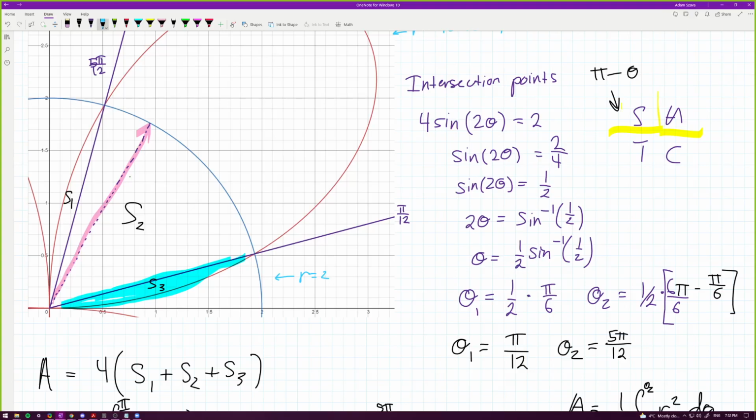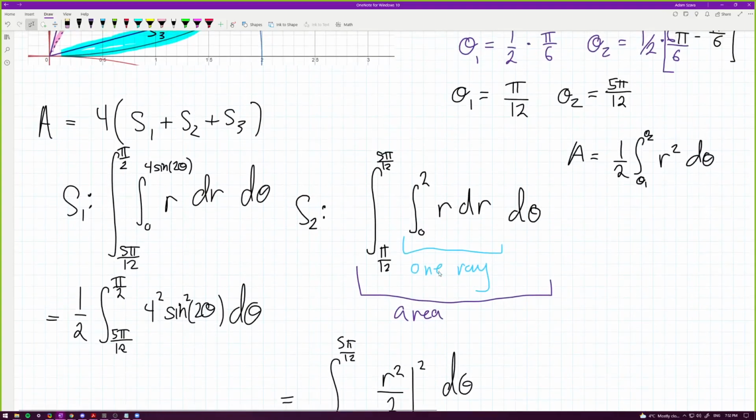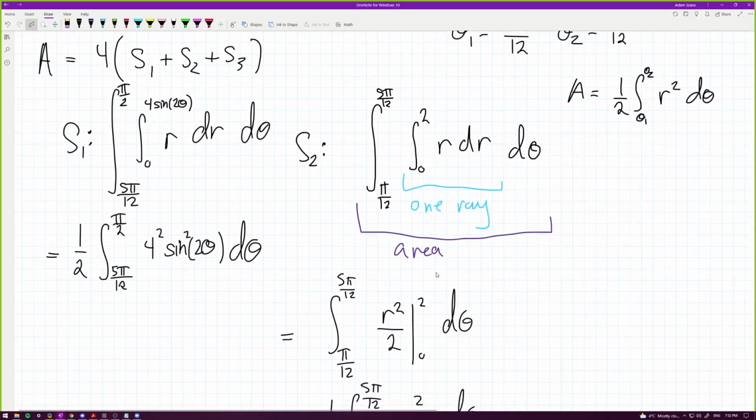Why is it 1/2? Where's 1/2? Oh, 1/2. Well, that's just because the integral of r is r squared over 2. So notice I have r squared over 2. Does that make sense? The integral of r dr is r squared over 2. And then I just apply the first bound, the upper bound, right?